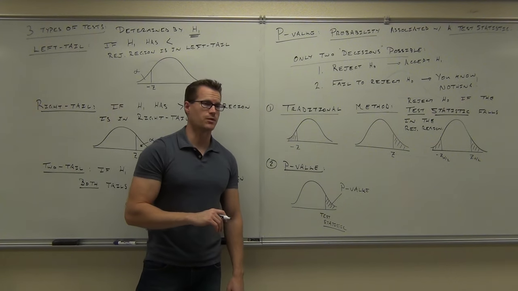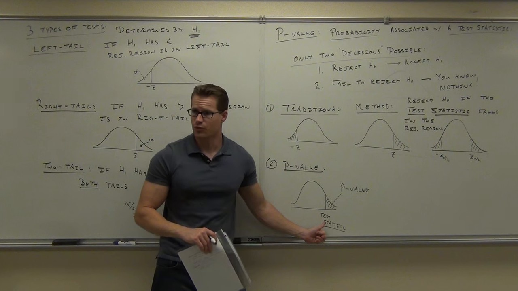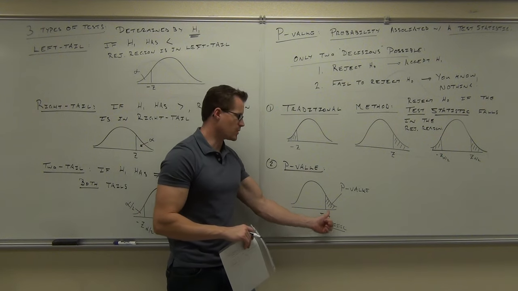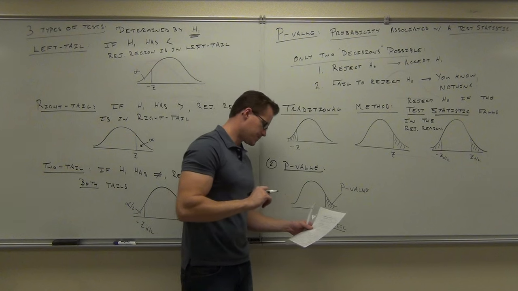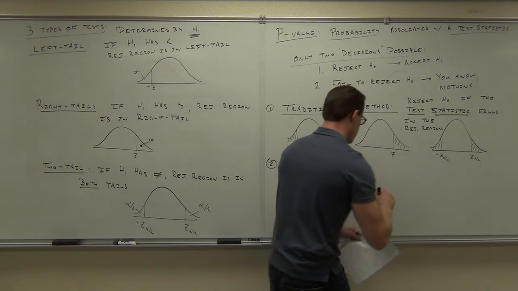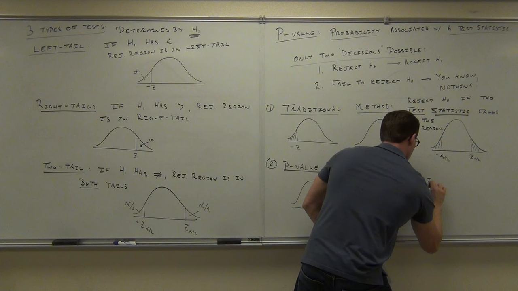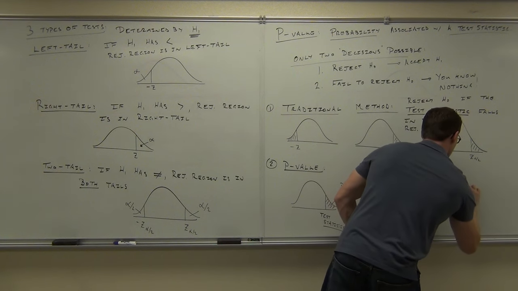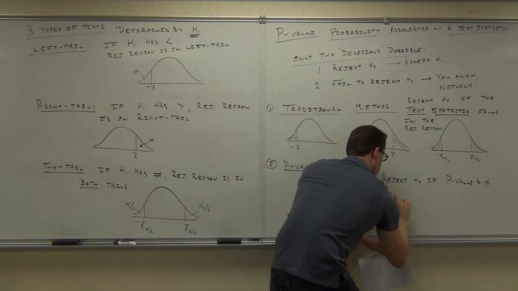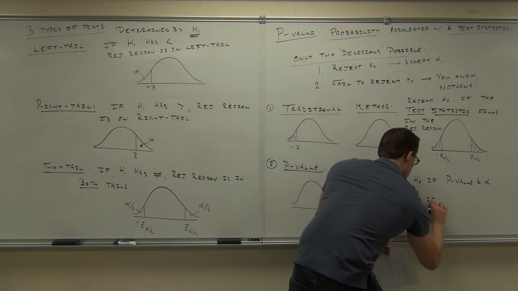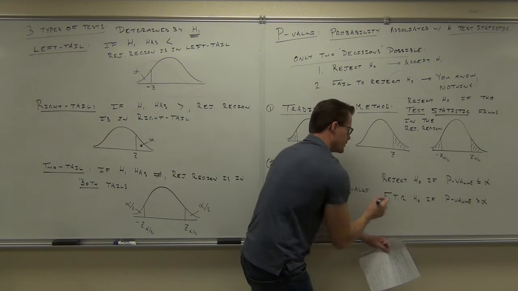So notice how the pictures look very similar, don't they? Only in your traditional method, these are critical values. Here, you would have a test statistic. You could still have a right tail, a left tail, or a two-tail test. But now you're looking up the area that's associated with your test statistic, that's a p-value, and then you reject your H sub 0 if the p-value is less than or equal to alpha. You fail to reject H sub 0 if the p-value is greater than alpha.